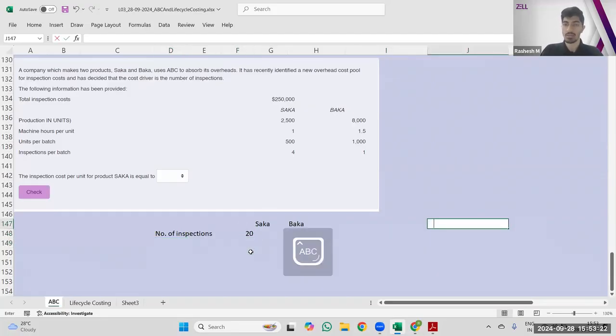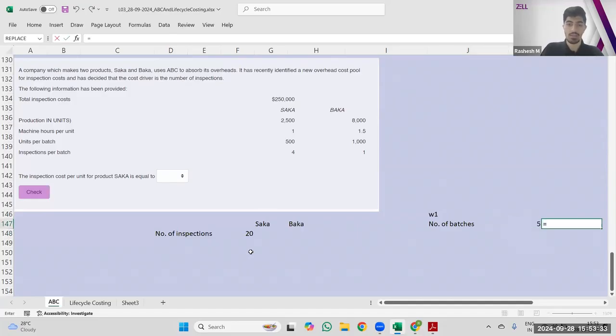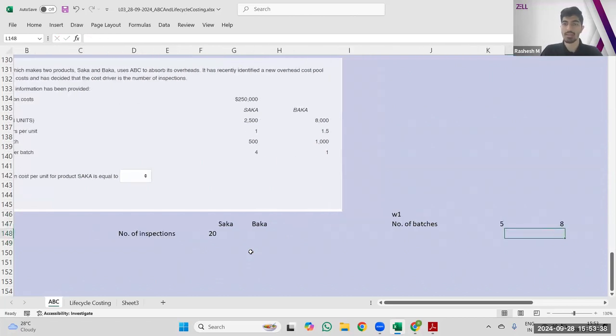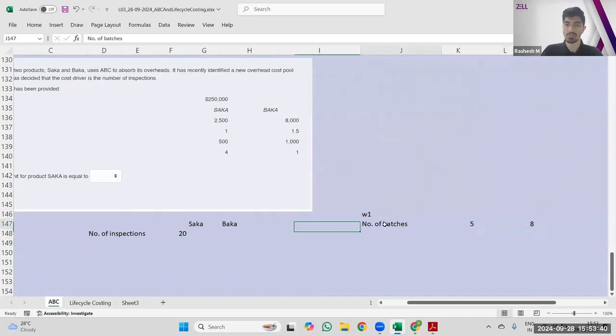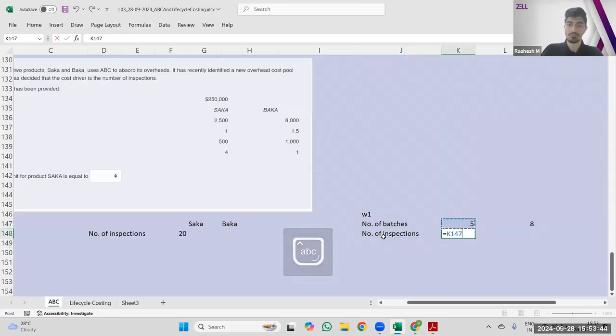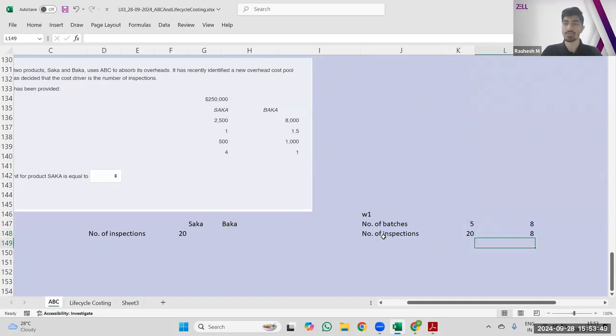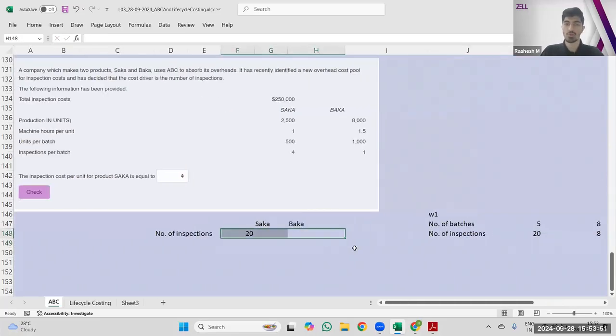Again, let me write it. Number of batches: 2500 divided by 500, and 8000 divided by 1000. So my number of batches are 5 and 8, and that gives me the number of inspections as 5 into 4 inspections per batch, and 8 into 1 inspection per batch. So my ratio is 20:8.